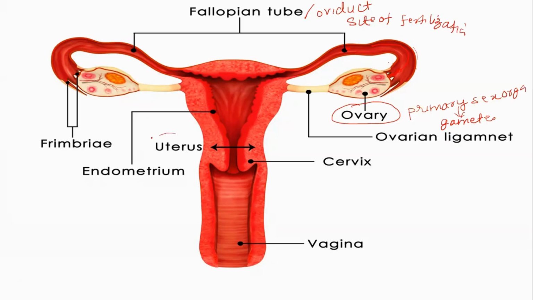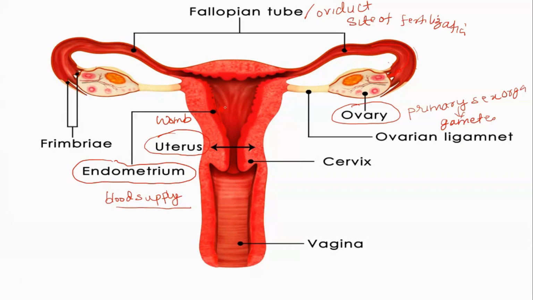After that, the most important part is the uterus. Uterus is commonly known as the womb. Uterus is the place where the fertilized ovum stays throughout the gestation period in human beings. Uterus is very important because its inner lining, called the endometrium, has a rich blood supply. So it nourishes the fetus during the gestation period. All the nutrition is drawn from the endometrium lining of the uterus.